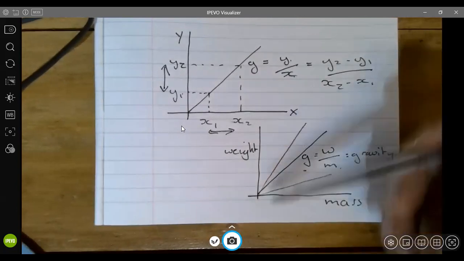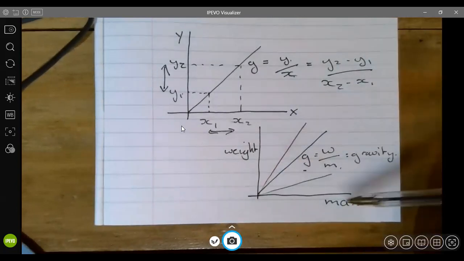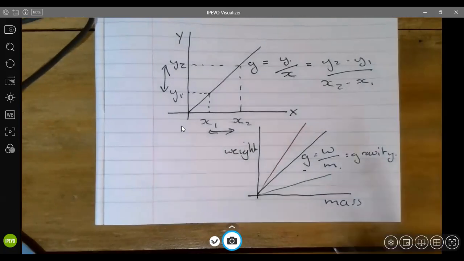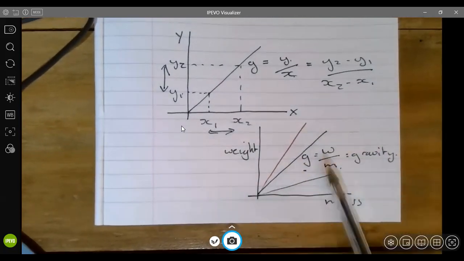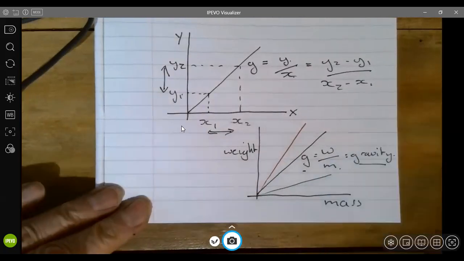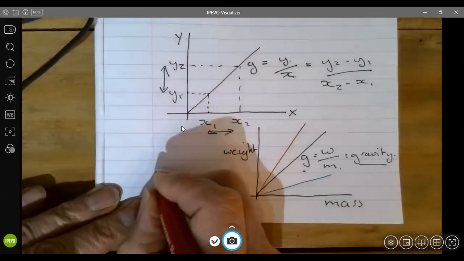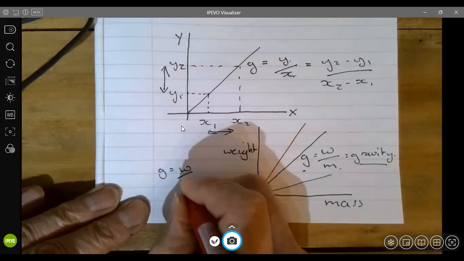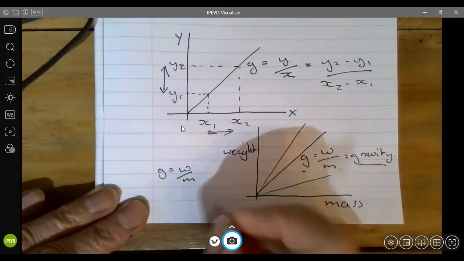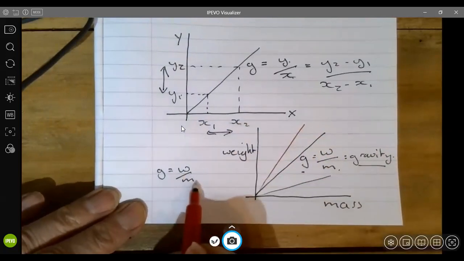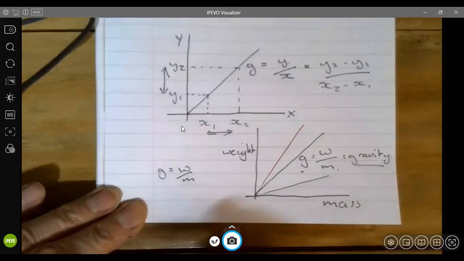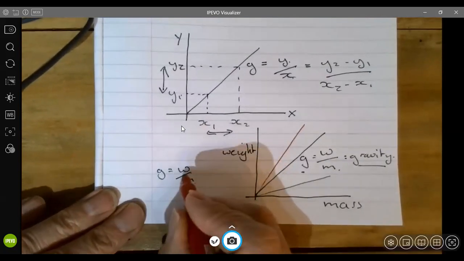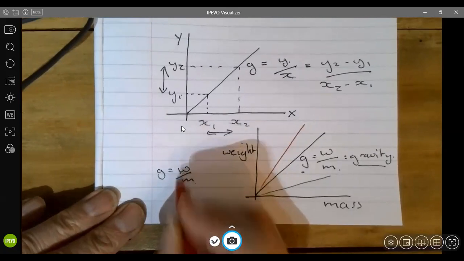So what we've got then is we've got mass on the x-axis, weight on the y-axis. We have the gradient as being equal to the change in weight divided by the change in mass, which actually is gravity. We can write that down here. Gravity is equal to weight over mass. Now, I'm going to move this. So to make W the subject.